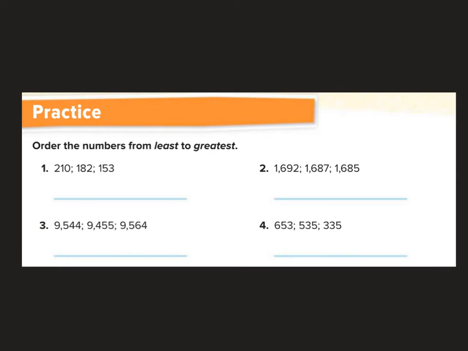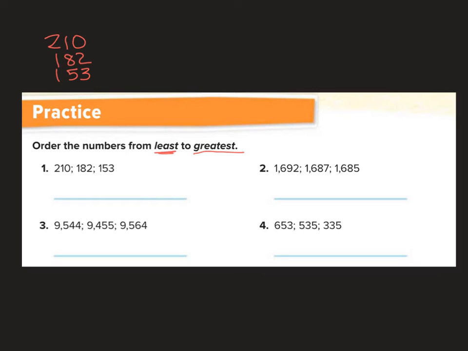Okay, so here we need to order the numbers from least to greatest. So I really like the place value chart way to do things. So let's do that. 210, 182, and 153. Okay, so we want the smallest number.